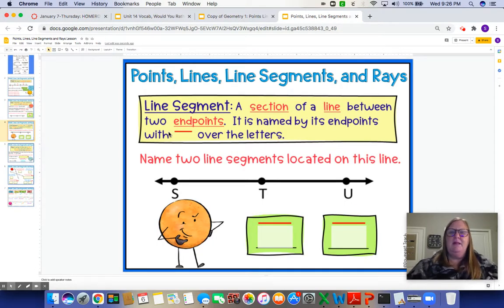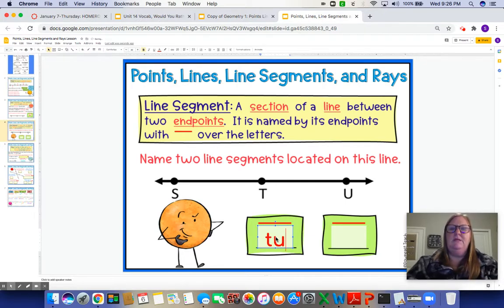Now we're going to talk about a line segment. A line segment is just a section of a line between 2 endpoints. It is named by its endpoints with a line over it. So even though this is on a line, we're just talking about a little section. So we're not naming the whole line this time. We're just talking about a section of that line. So one section of this line might be from T to U. So that would be one way we could name it, TU.